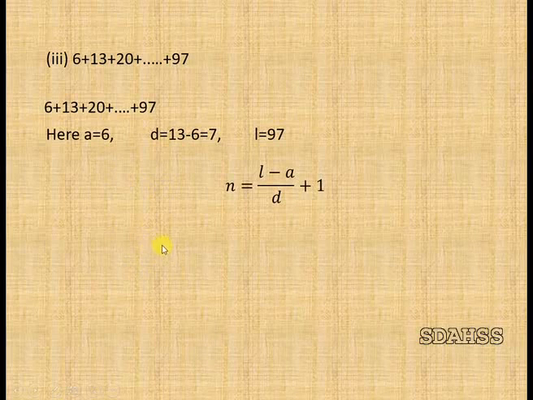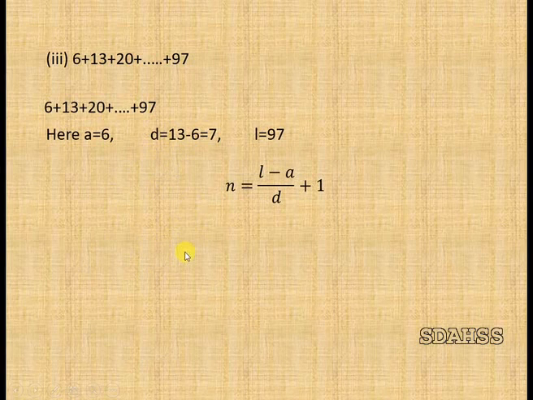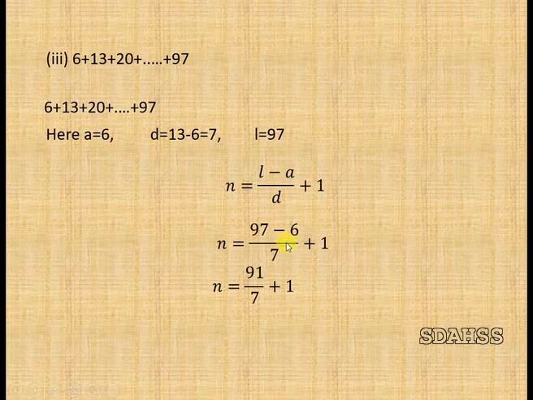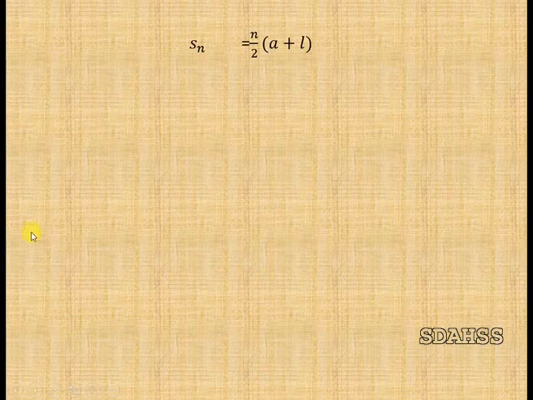Then we want to find the number of terms. Here the number of terms is not given, so you have to find the number of terms. The formula to find the number of terms is n is equal to L minus a by d plus 1. Substitute all the values in this formula. So you have 97 minus 6 divided by 7 plus 1, which is equal to 97 minus 6, 91, divided by 7, plus 1. Cancel the numerator and denominator by 7 table. So you have 13. 13 plus 1, 14. n is equal to 14.